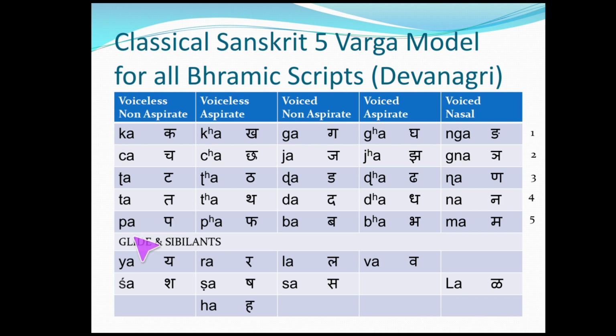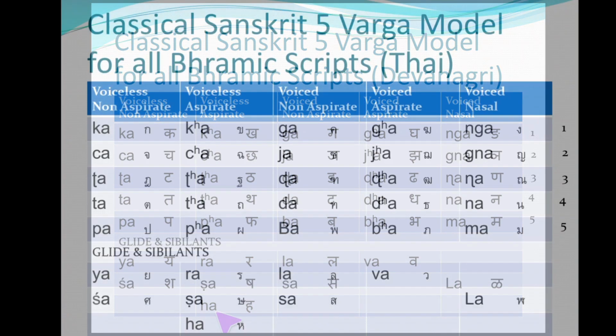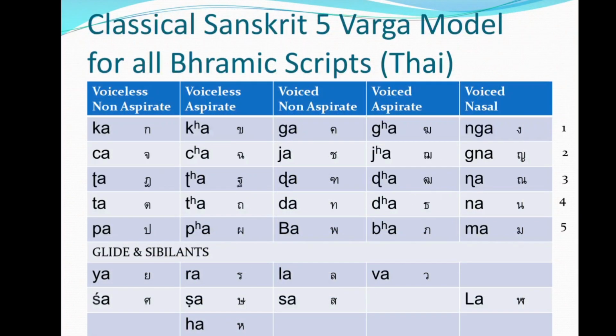And next we have the glide and semi-vowel group. Ya, ra, la, va. And the different S sounds. Sha, sha, sa. And la, and finally ha. Now we replace Devanagari characters with Thai characters. They fit nicely into the same arrangement, don't they?